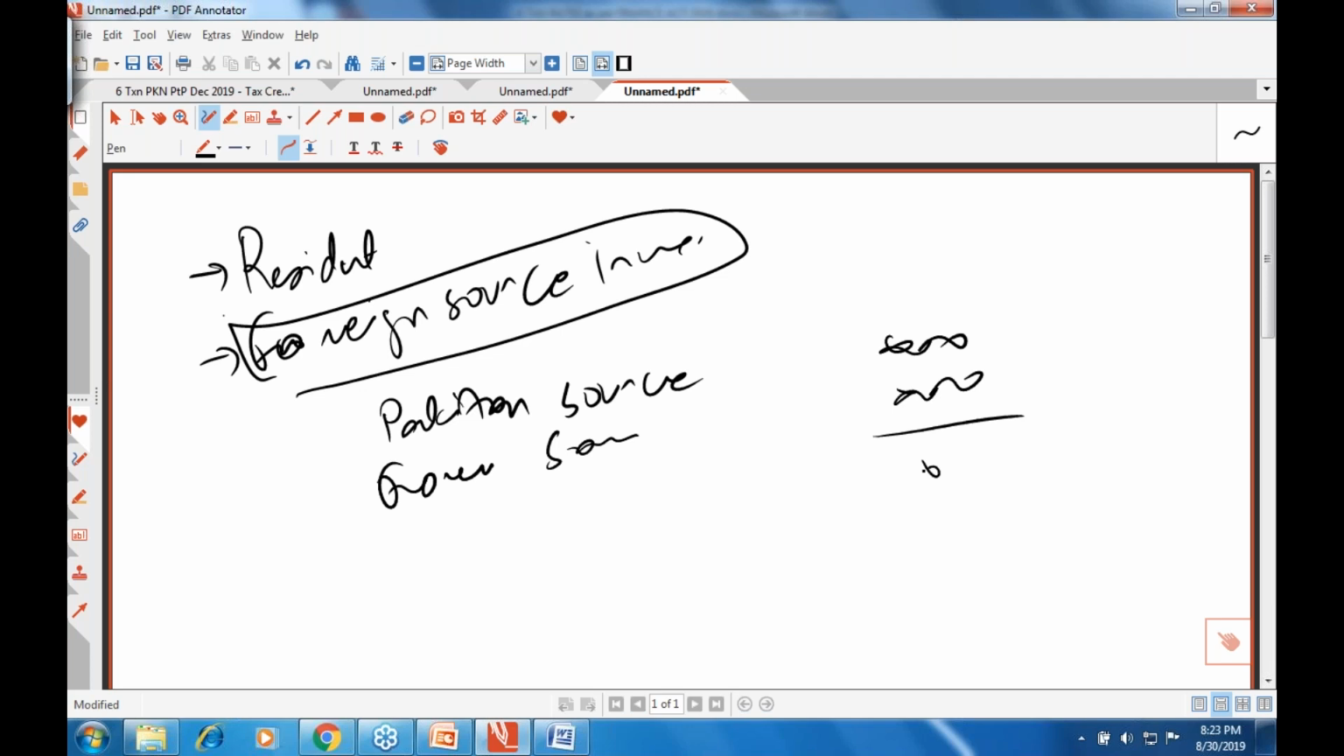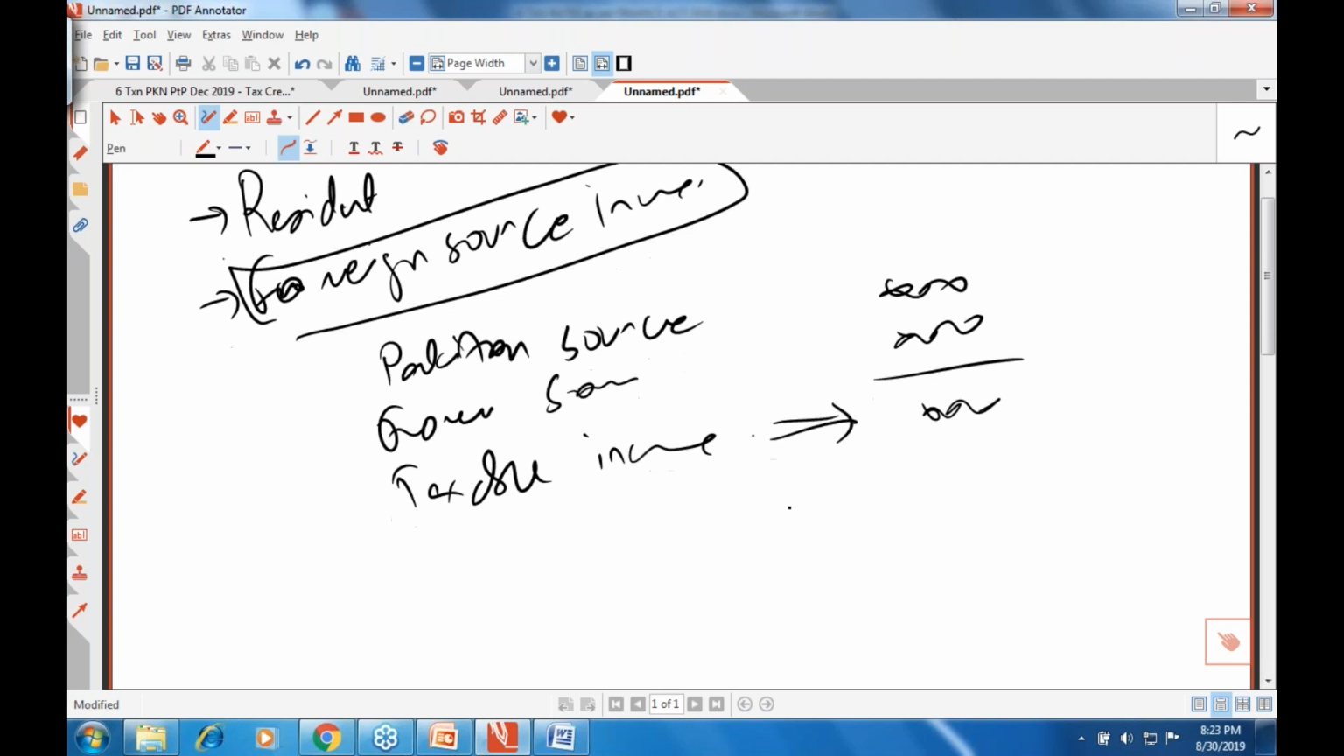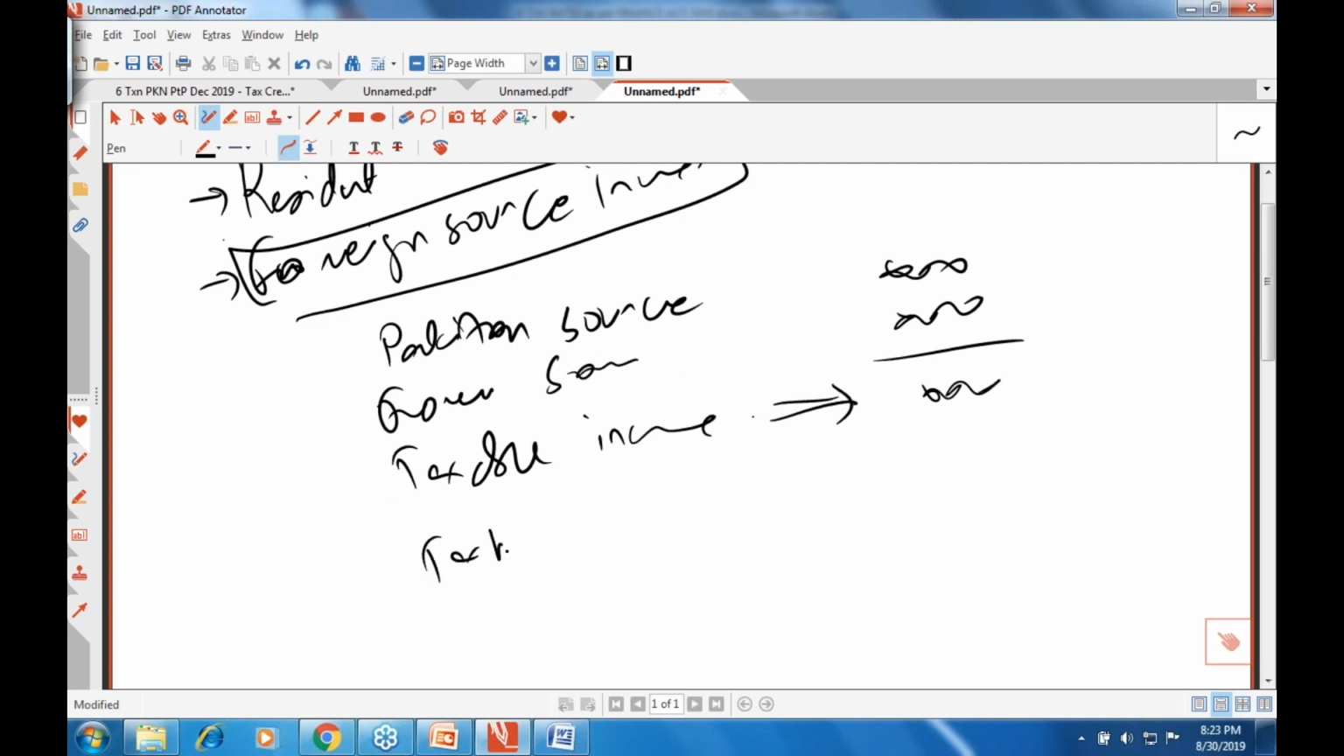So this is going to be my total income, the entire taxable income. And you would be required to pay the tax on this entire income since you are resident here. If you are resident in Pakistan, you have to pay tax on your Pakistan source income and on your foreign source income in Pakistan. Now let's try to understand how things are going to operate.